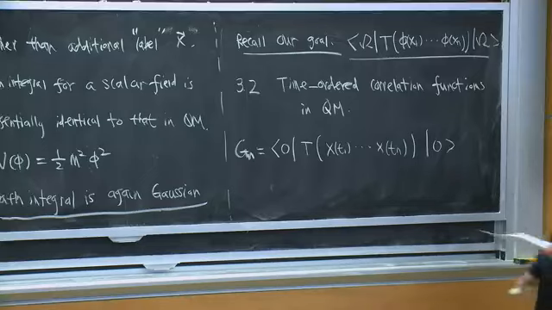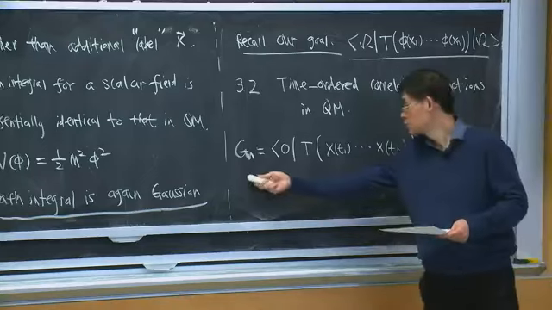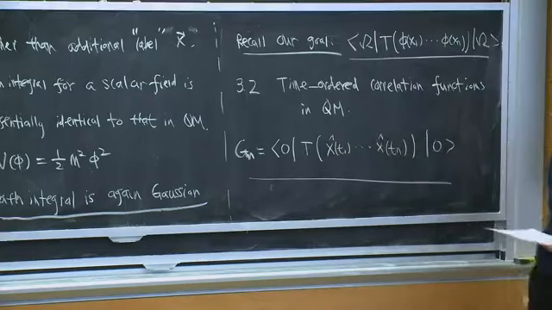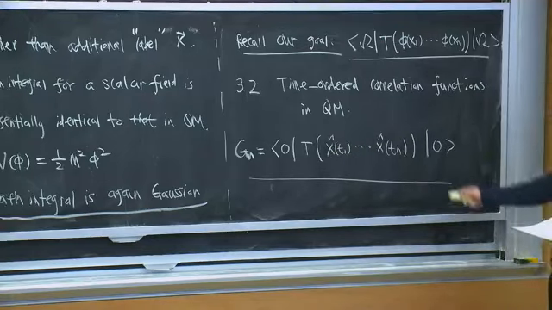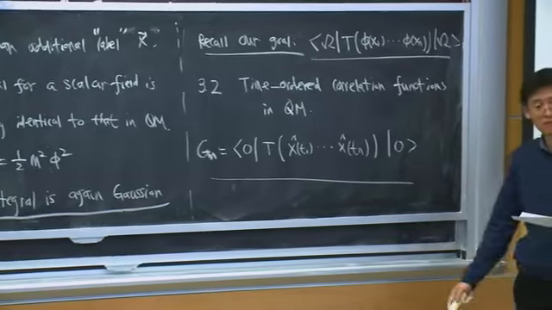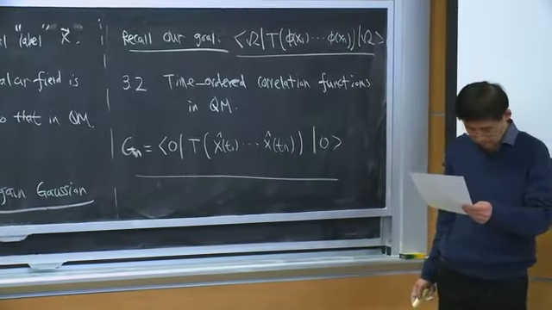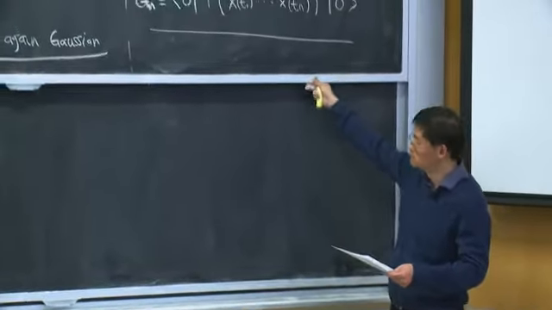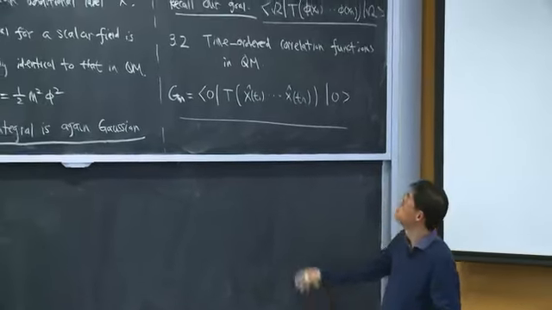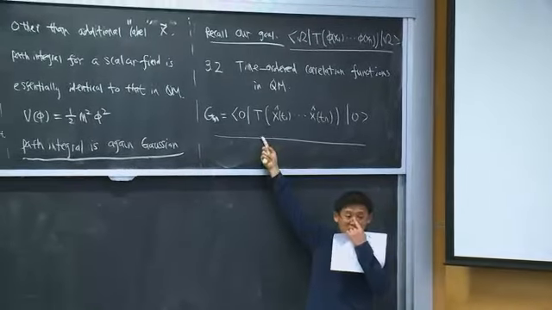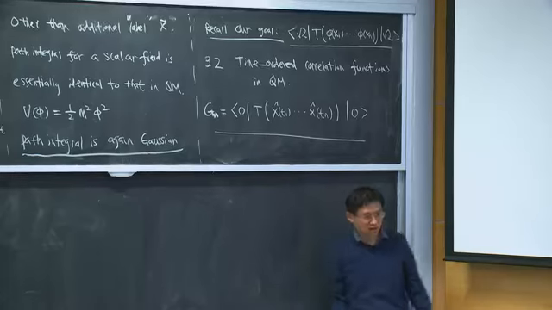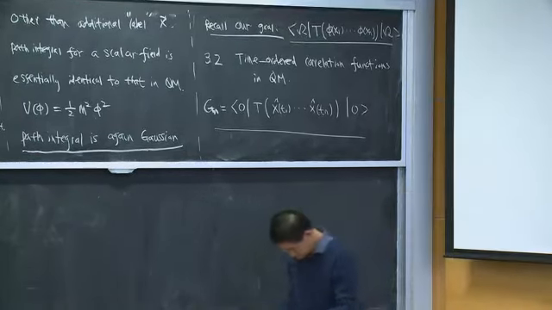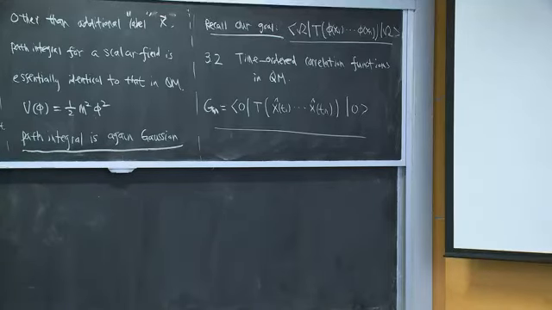So you should imagine all these are operators. Our goal is to develop techniques to calculate this. Before doing that, let's first understand how to do this time ordering using the path integral. Before I do that, do you have any questions?